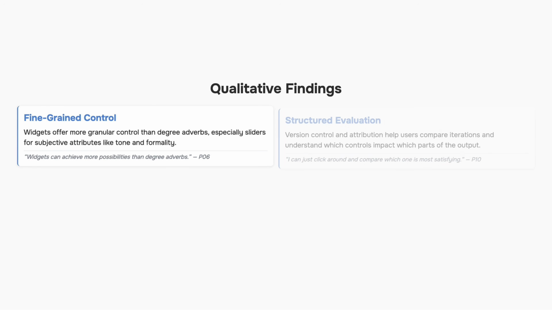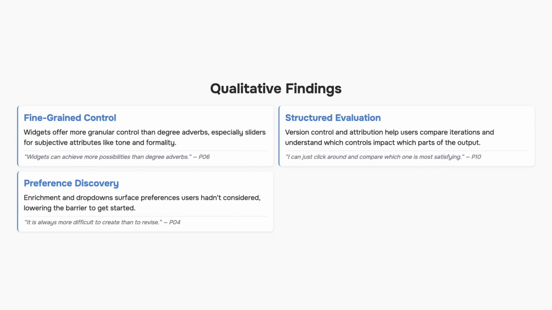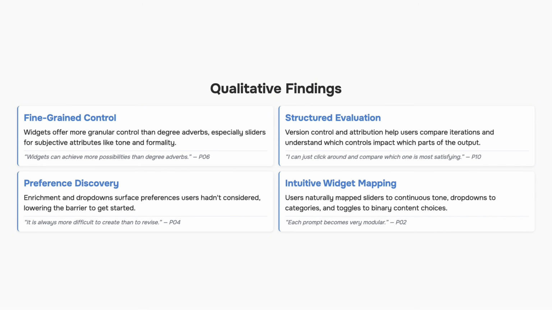Our qualitative findings revealed 4 themes. First, fine-grained control. Participants found widgets offered more granular adjustments than natural language alone. Second, structured evaluation. Version control and attribution helped users compare iterations and understand what changed. Third, preference discovery. Enrichment surfaced preferences users hadn't initially considered. And fourth, intuitive mapping. Users naturally associated sliders with tone, dropdowns with categories, and toggles with binary choices.